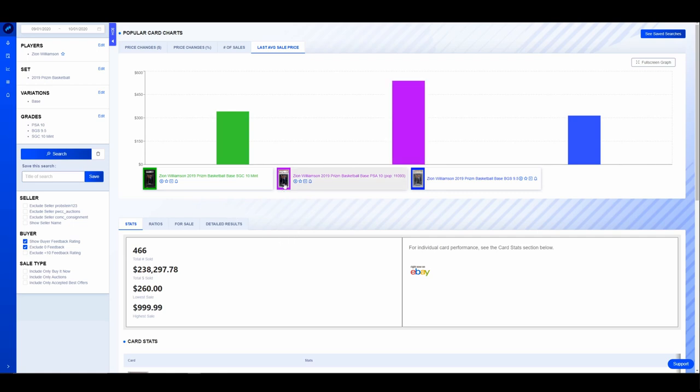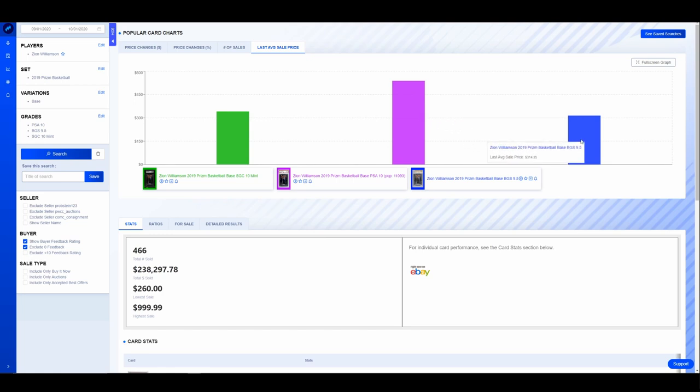So we see Mr. Zion here in purple. This is a new little chart, by the way, that Market Movers has, which is kind of nice. Last average sales, and this was over a 30-day period. I went back to September 1st, is $538 in a PSA 10. Okay.